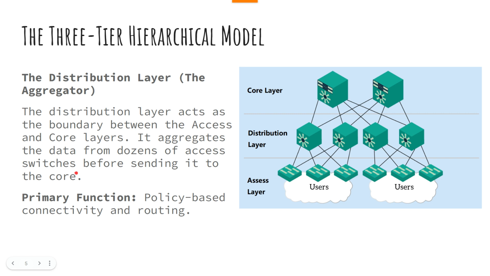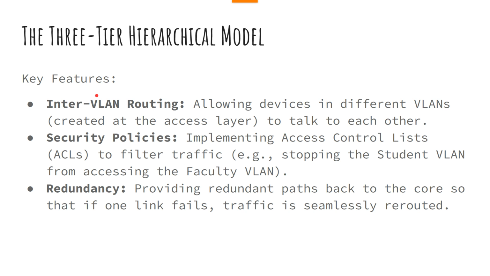Now what is the primary function? There are two basic functions which the distribution layer has to perform. Any routing related decisions the distribution layer does. Your policy based or any security policy implementation that you have to do has to be done at the distribution layer. So essentially when you are selecting the switches for the distribution layer, you need to see whether the switches are supporting these two functionalities or not. So just elaborating on those two requirements or two key features.